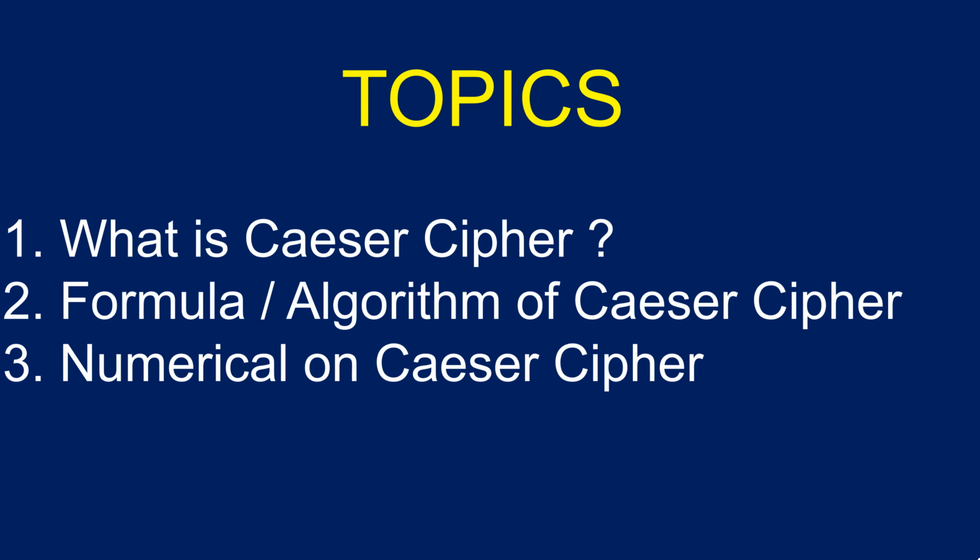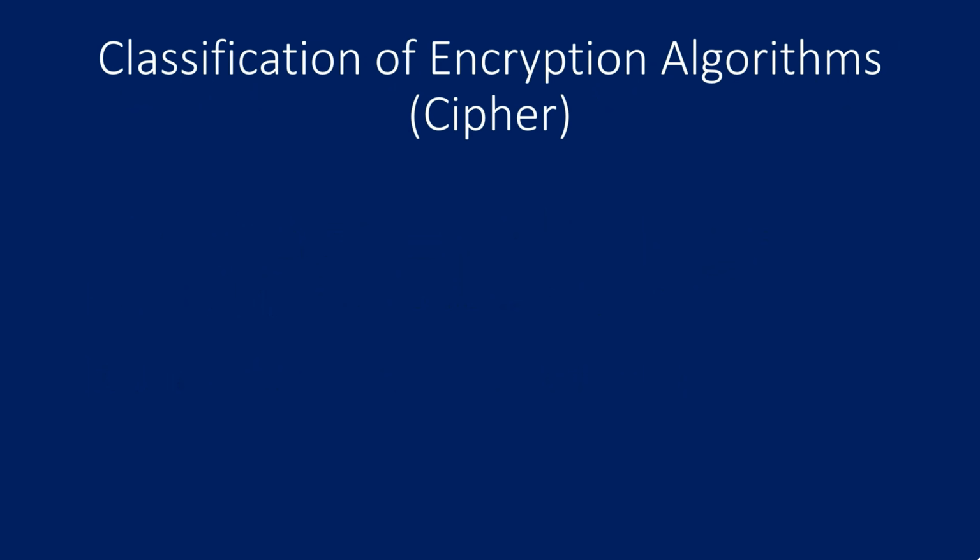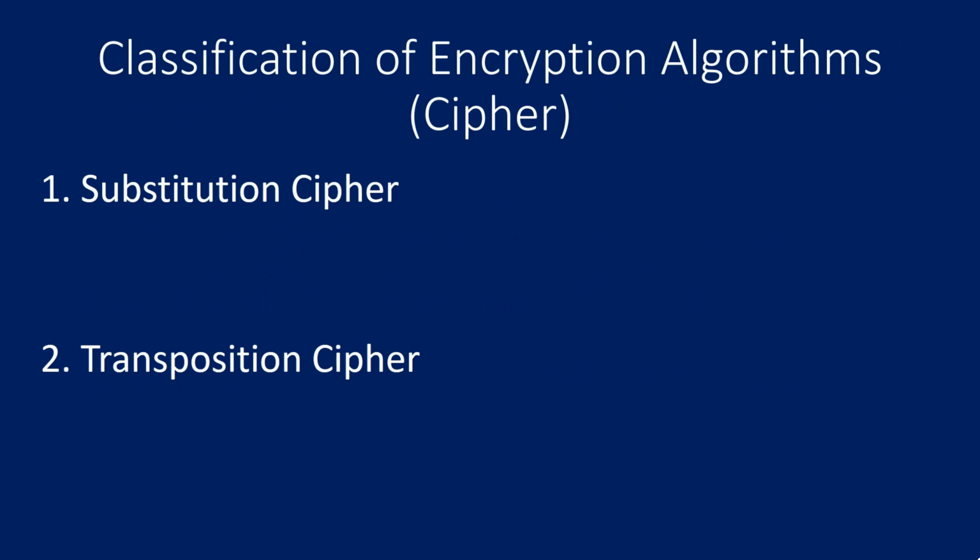Before we move on to the core topic of Caesar cipher, first we'll quickly revise the different types of encryption algorithms, which we also call ciphers. Basically, there are two types of encryption algorithm. One is called substitution cipher and the other is called transposition cipher. I've explained these two ciphers in detail in my previous video, whose link is given in the description.